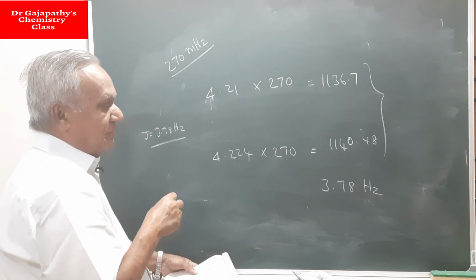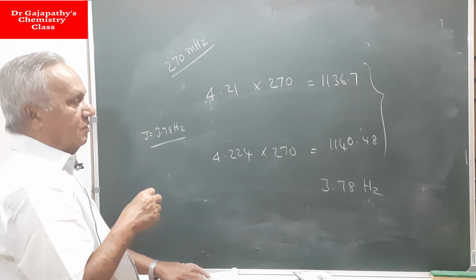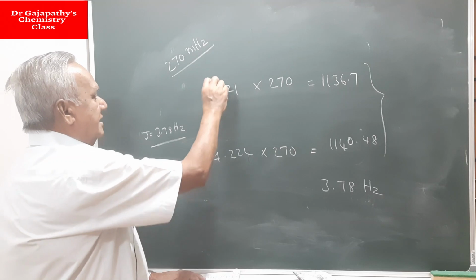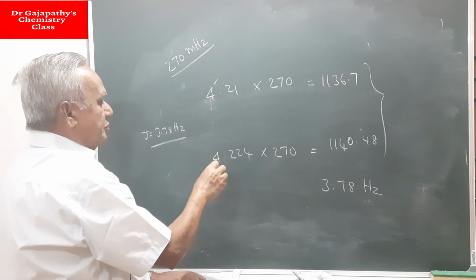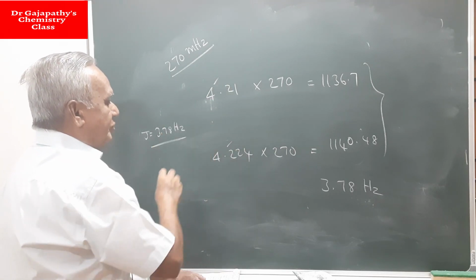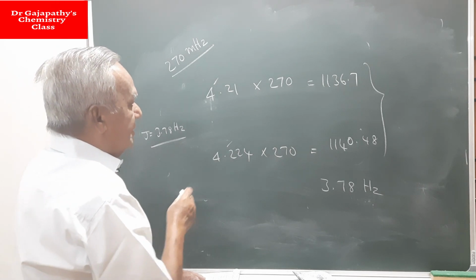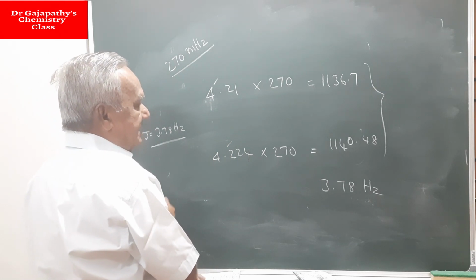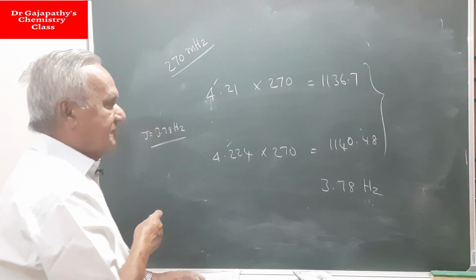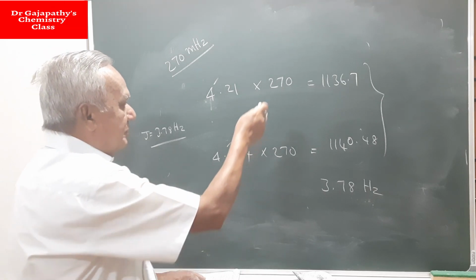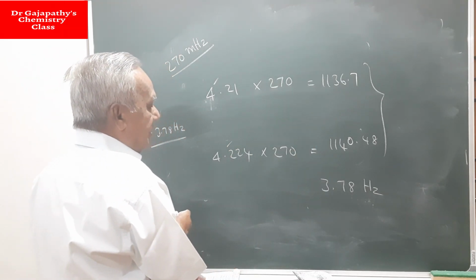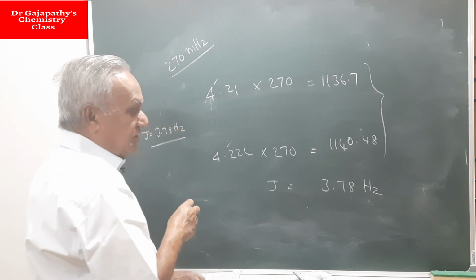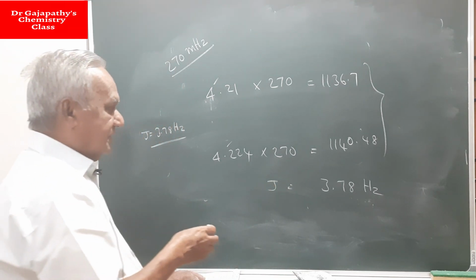The procedure is very simple. Find out the field strength at which the resonance occurs. I have two peaks, one at 4.21, other at 4.224. Multiply both of them by the applied magnetic field, 270 megahertz. Now subtract the lower value from the higher value, and what you get is J. This is how the coupling constant is calculated.